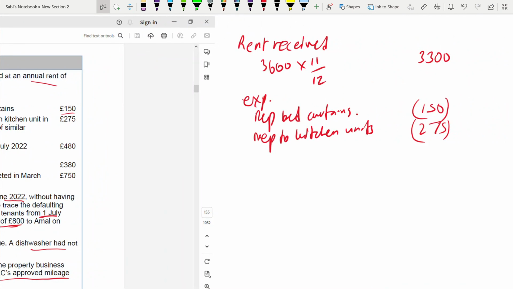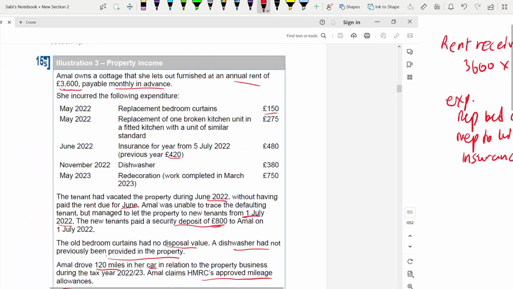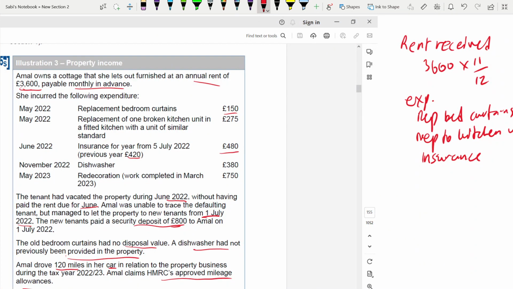Next, third one, insurance. Insurance is also allowable. We went through the list. Only up to the amount you have paid, okay? So, 480, you can deduct.